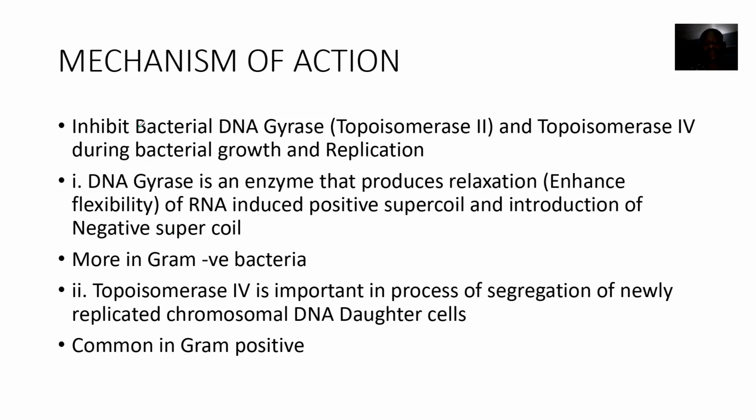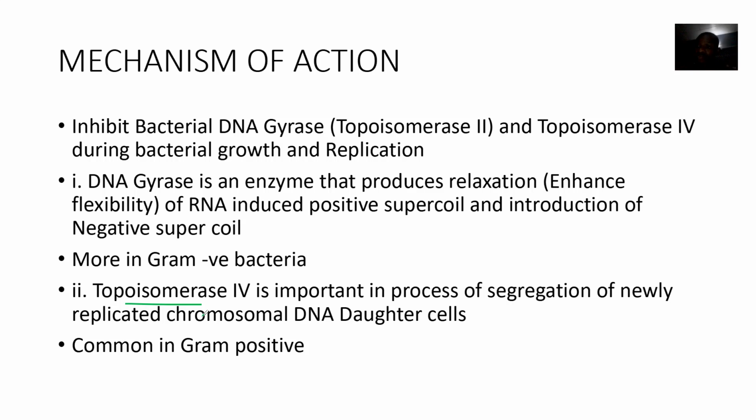So, mechanism of action. They inhibit two enzymes that are important in DNA replication. DNA gyrase is also known as topoisomerase 2. Then they also inhibit topoisomerase 4. Do you understand? DNA gyrase is an enzyme that produces relaxation, that's increased flexibility of DNA, induced by positive supercoil. Then if it brings relaxation, it also introduces negative supercoil, mostly seen in gram-negative bacteria. Then topoisomerase 4 is important in the process of segregation of newly replicated chromosomal DNA.